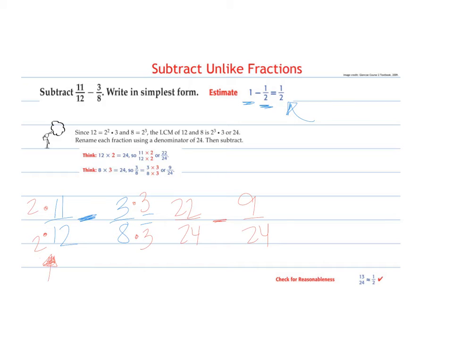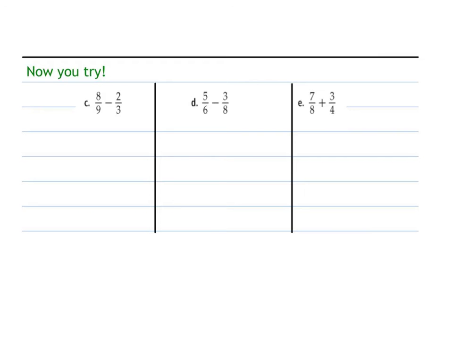So I have 22/24ths minus 9/24ths. 22 minus 9, so my 24ths stay the same. 22 minus 9 would be 13. I know 13/24ths is in simplest form. 12/24ths is 1/2, so I know 13/24ths is close to 1/2, so it checks for reasonableness. Okay, you do these problems on your own and then come back and check.